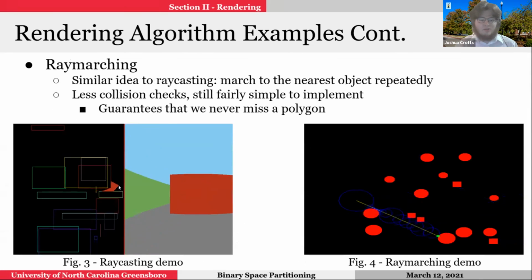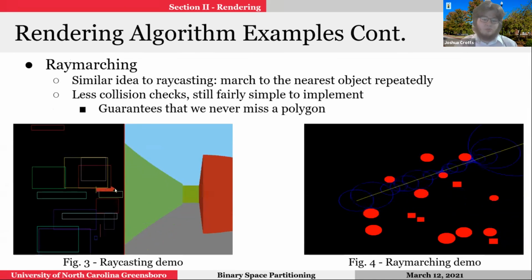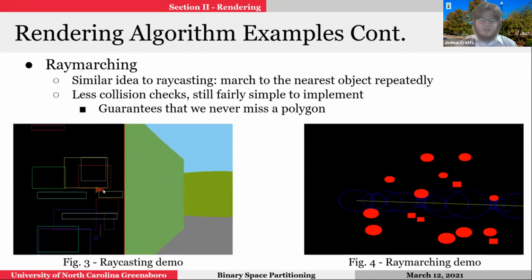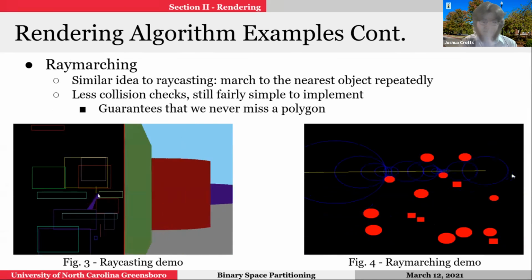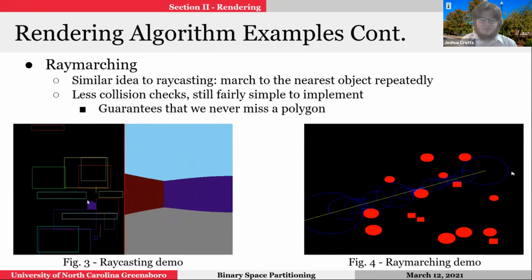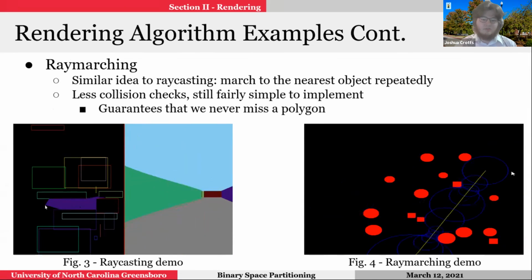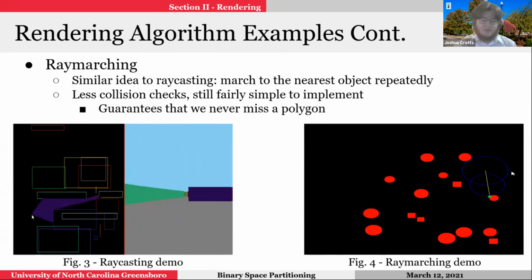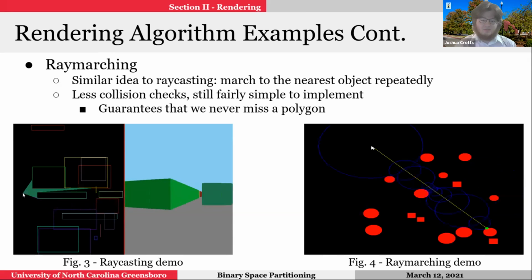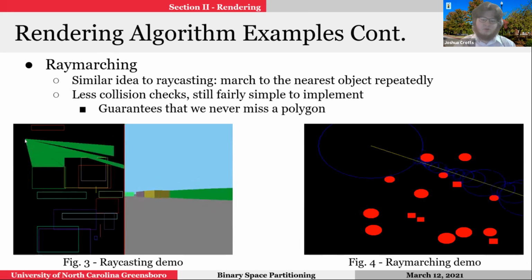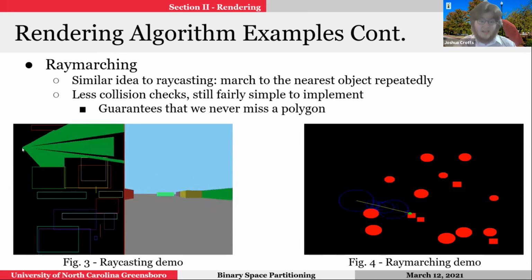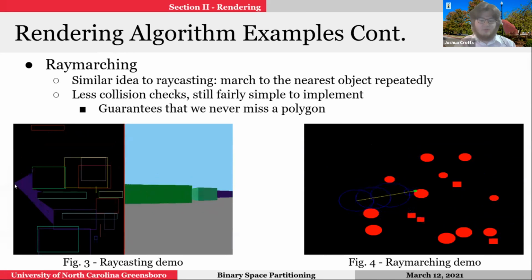Okay, so now let's talk about ray marching. Ray marching is very similar to ray casting, except that it marches the ray along to the nearest object in the scene and uses that as a baseline for where to begin the next step of the march. The advantage of this over ray casting is that there are fewer collision checks and it's still relatively easy to implement. Also, unlike ray casting, we never miss a polygon.